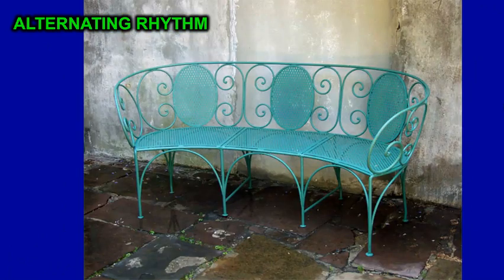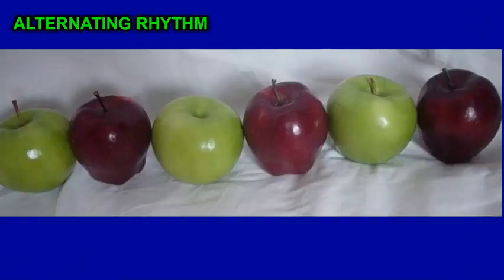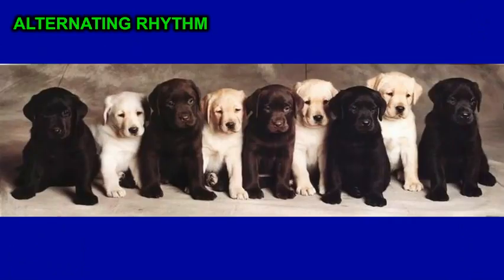So in this chair right here, in this bench, you have a butterfly shape and an oval, and a butterfly shape and an oval, and a butterfly, oval, and a butterfly. That's A, B, A, B, A, B. Green, red, green, red, green, red, black, white, black, white, black, white.